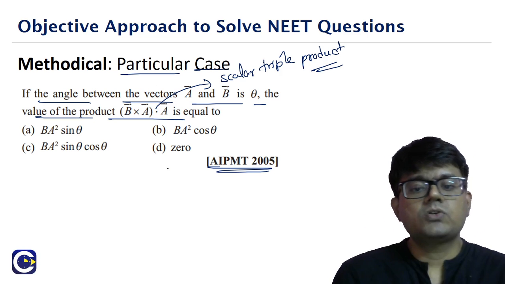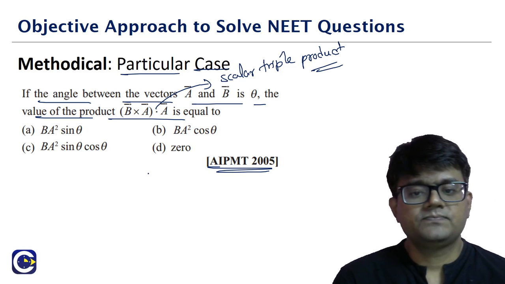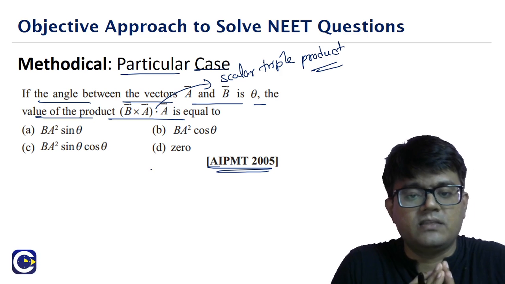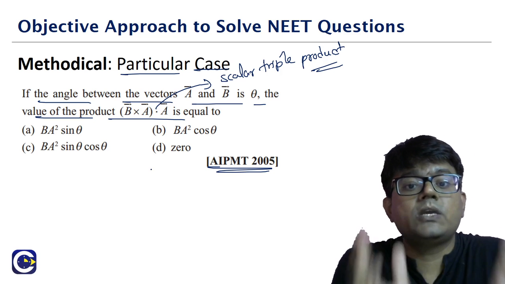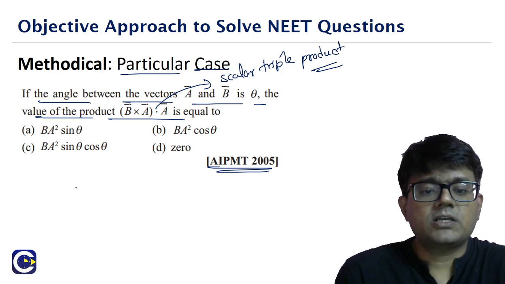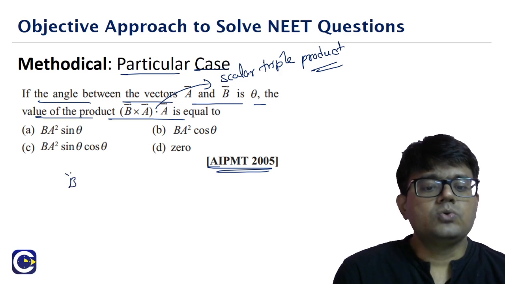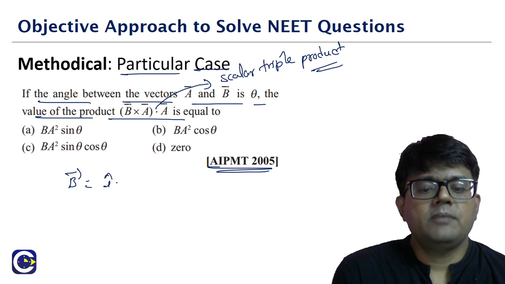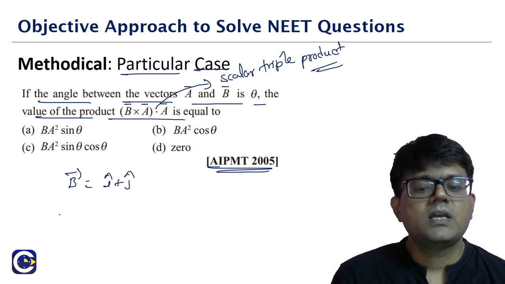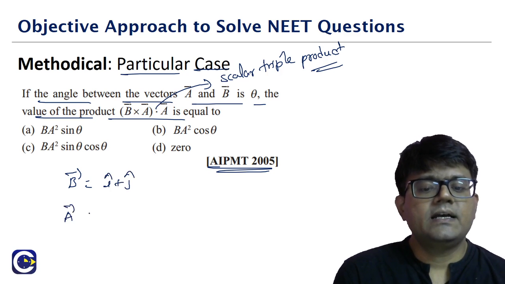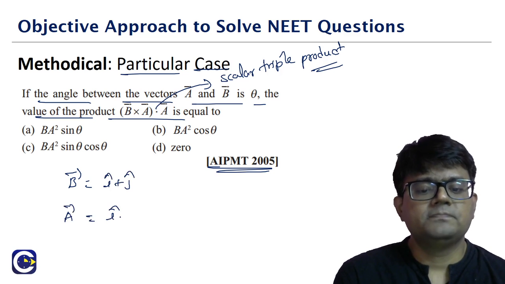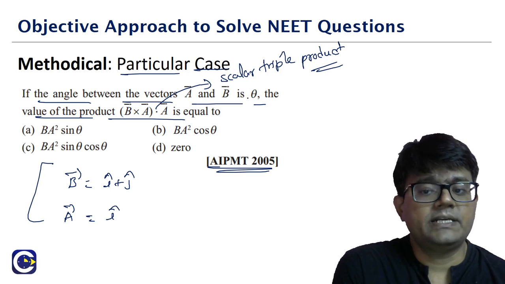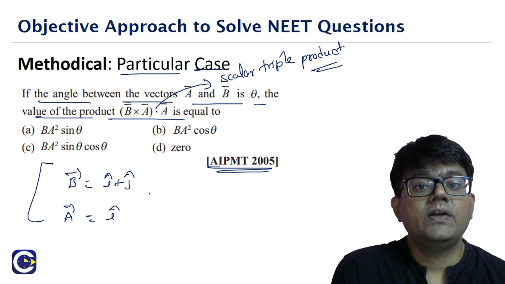Okay, so we have to tell what is the answer for this. Now suppose we don't know how the scalar triple product comes here. So we will try to solve this by using a particular case. Let's choose B as I plus J, and A as I, like that, some particular case. And theta we need, theta is the angle between B and A.